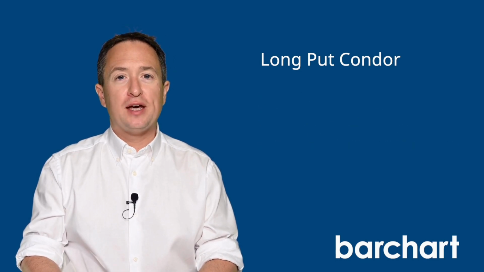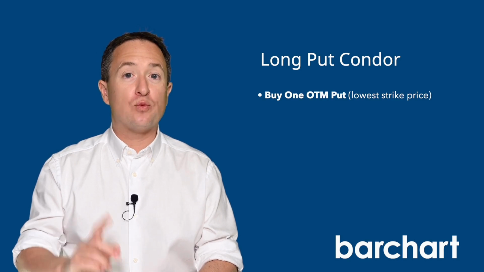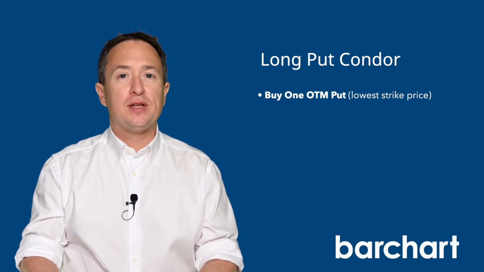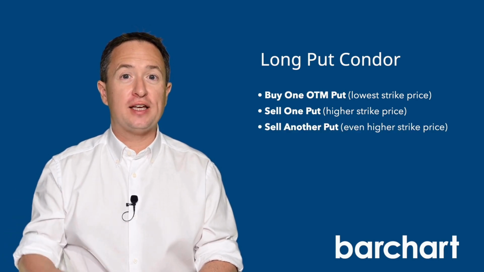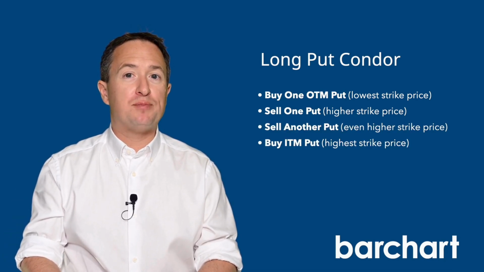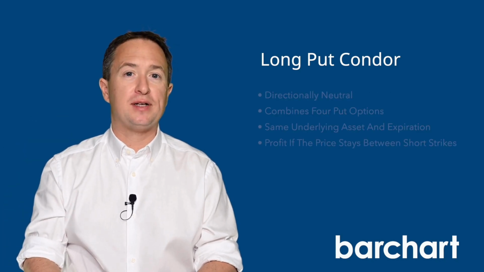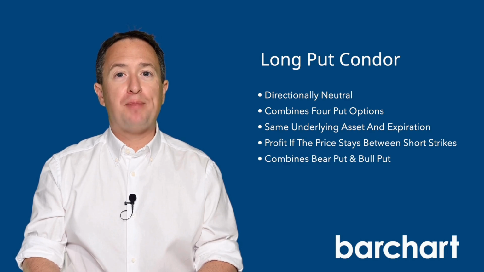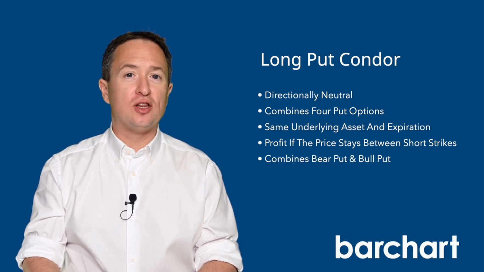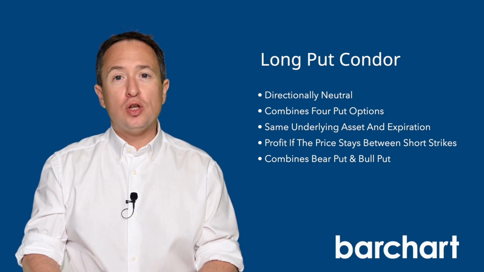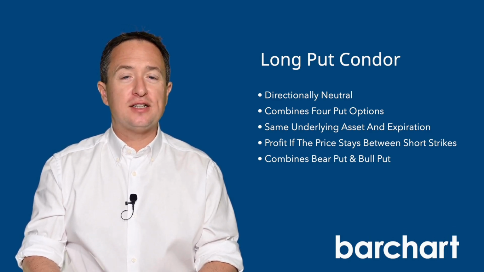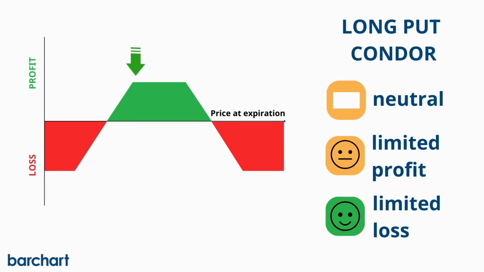To set up the trade, you'll buy an out-of-the-money put at one strike price. Then, you'll sell a put at a higher strike, sell another at an even higher strike, and finally, buy an in-the-money put at the highest strike price. The result is a bull put and a bear put spread that creates a long put condor, resulting in a net debit. The goal of a long put condor is for the asset to stay between the two middle strike prices at expiration. If that happens, maximum profit will be achieved.